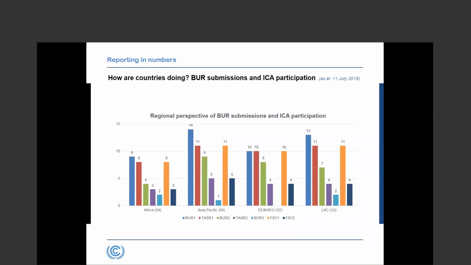And this graph shows the submission of BUR and the ICA participations. Again, there are large differences across different regions on how many countries have participated in the ICA process. As you can see, many countries have already completed the first technical analysis and also the FSV, and some countries have started the second round, and a few countries completed the full two cycles of TA and FSV. Next slide, please.